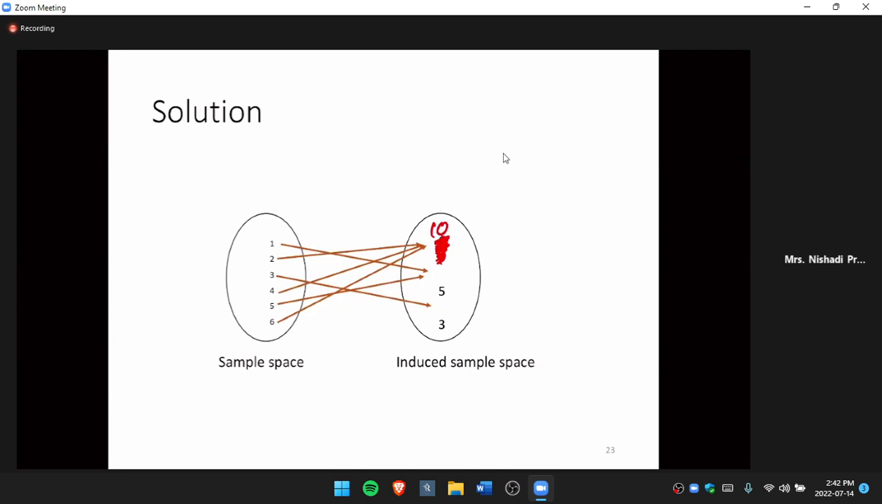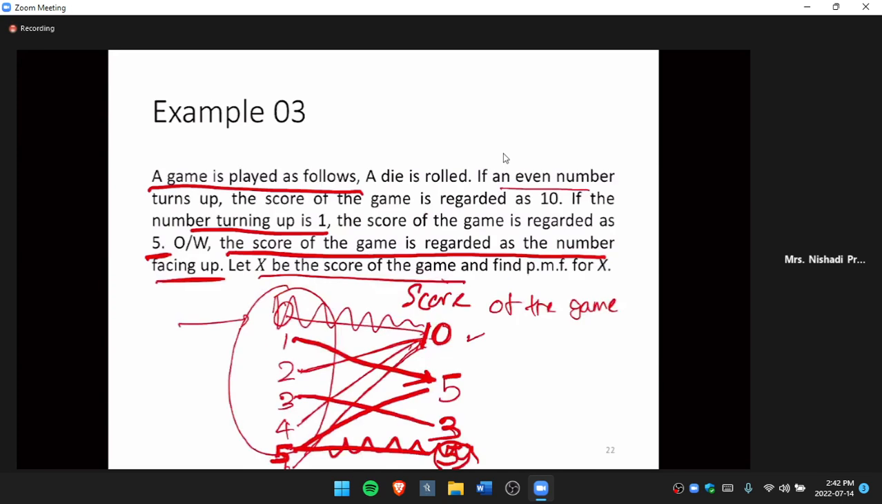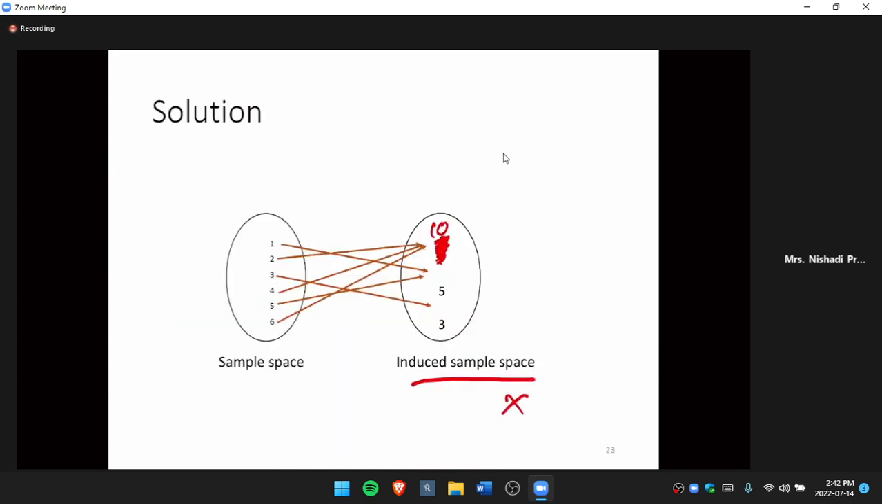Anyway, we have the sample space like this, and we have found the induced sample space according to the random variable x, okay? Now we are going to find the associated probabilities, because that is the target. In the question, we are asked to find the probability mass function for the random variable x. That's why we found the induced sample space. Now we are going to find the associated probabilities.